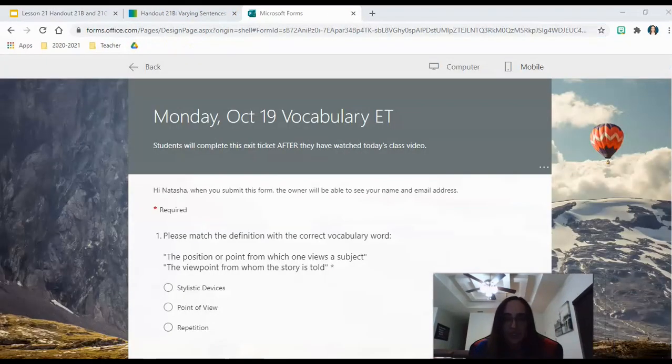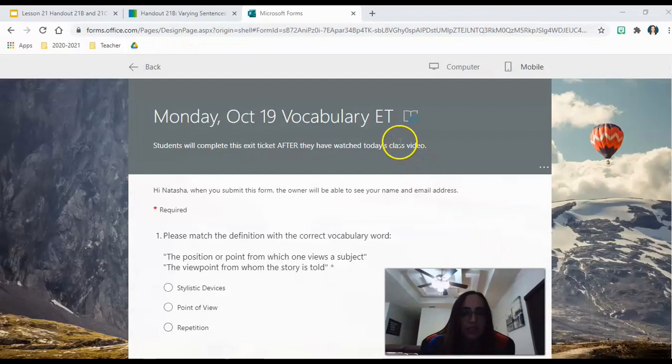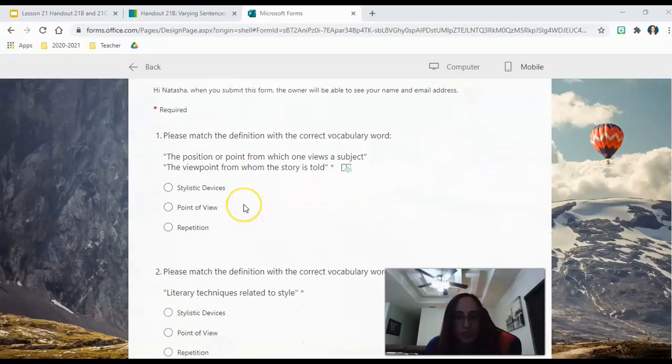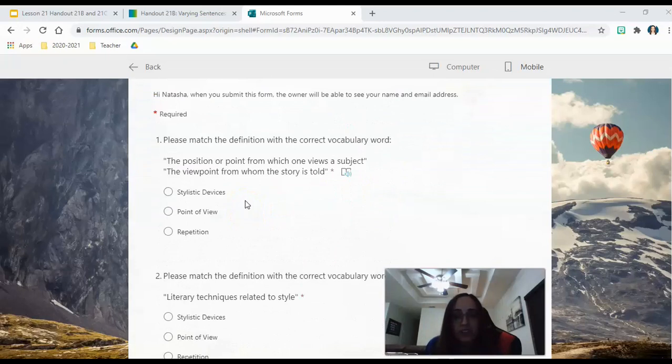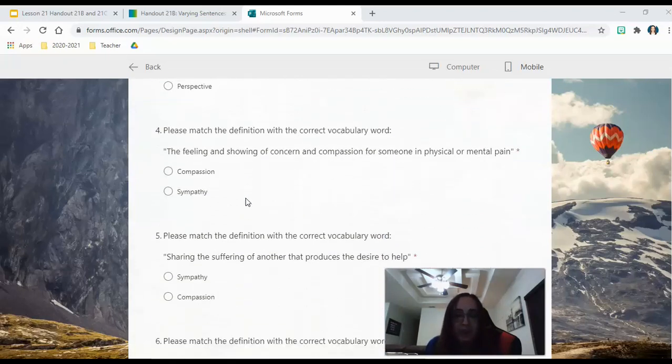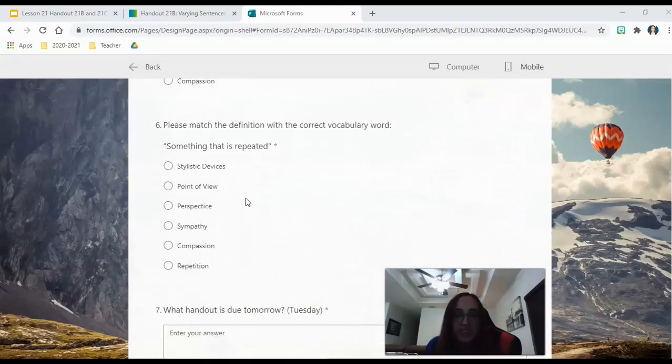Okie dokie, so this is what the exit ticket looks like. It's going to be called Monday October 19th, vocabulary ET. Please make sure you only complete this once you're completely done writing all of the notes, once you're completely done watching this video. So the first questions are going to be to, of course, match the definition to its vocabulary word. So you must have written the definitions.